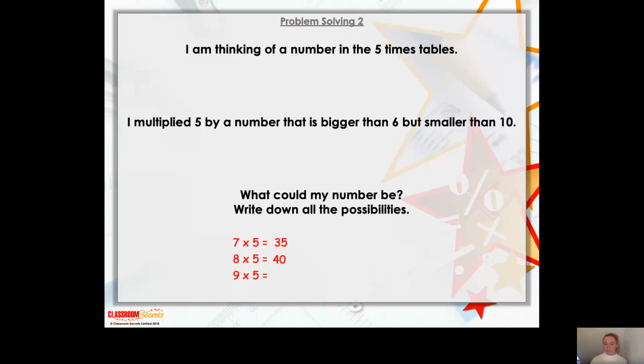What do you think 9 multiplied by 5 will be? Well, yes, it's just another step of 5, isn't it? Which will give us 45. So there you go. There are all our possibilities, 35, 40, and 45.